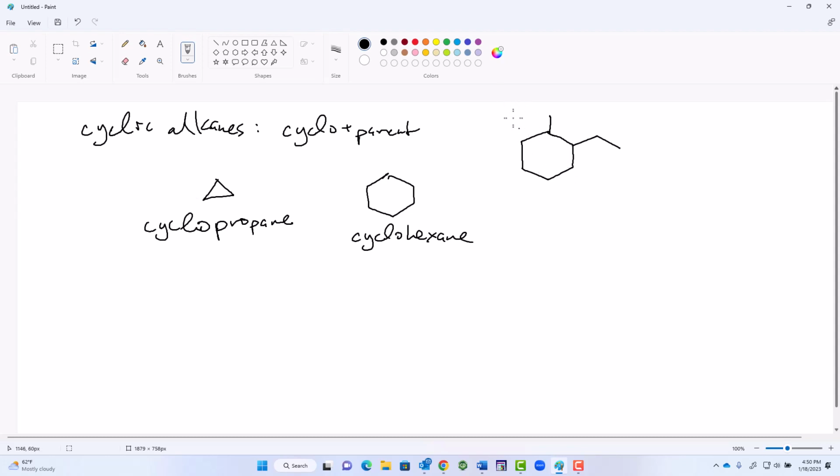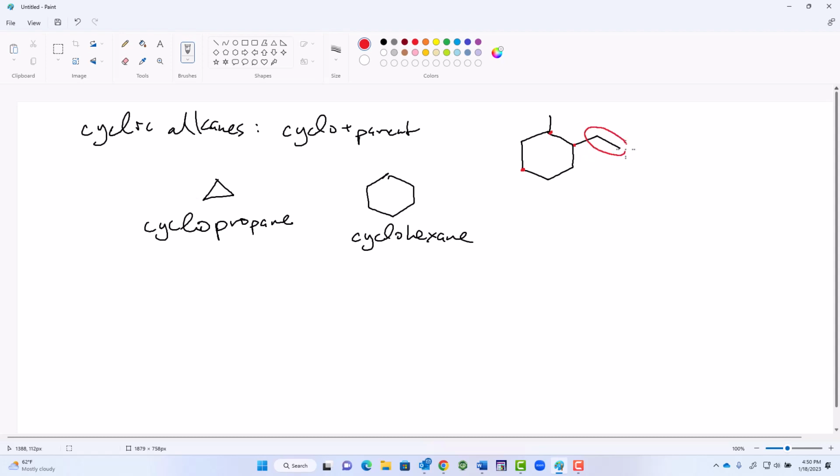So if we start, say, at this position, and we number around clockwise, we would have 1, 2, 3, we'd have a 3-methyl, and we'd have a 4-ethyl. So that's not ideal. We're going to want to start at one of these two positions that has a substituent already on it. Which position do we start at?